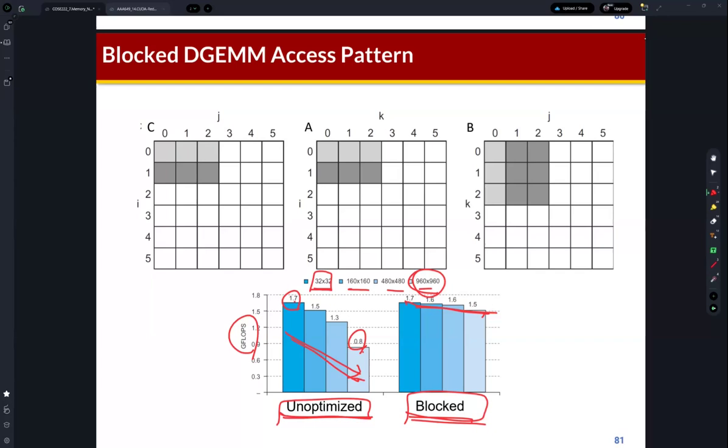Which means the applications need to be optimized for the target system. Okay, that's why we need to understand the target computer systems, the target computer hardware.